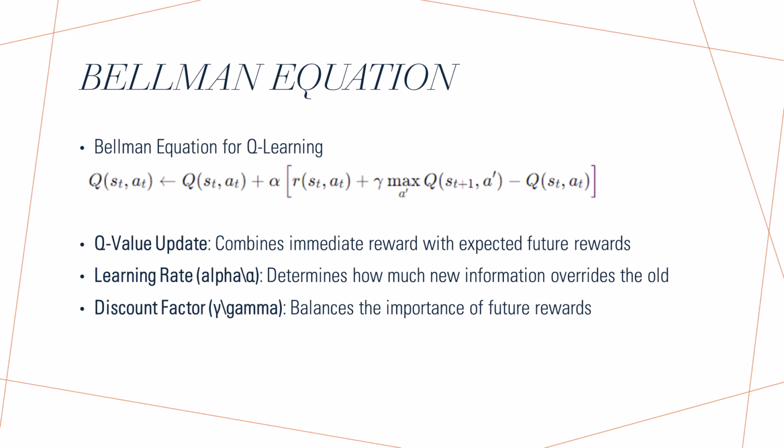The Bellman equation is central to Q-learning, as it helps the UAV update its understanding of which actions are the best. It does this by balancing the immediate rewards with the expected future rewards, ensuring that the UAV makes decisions that will benefit both short-term and long-term performance.